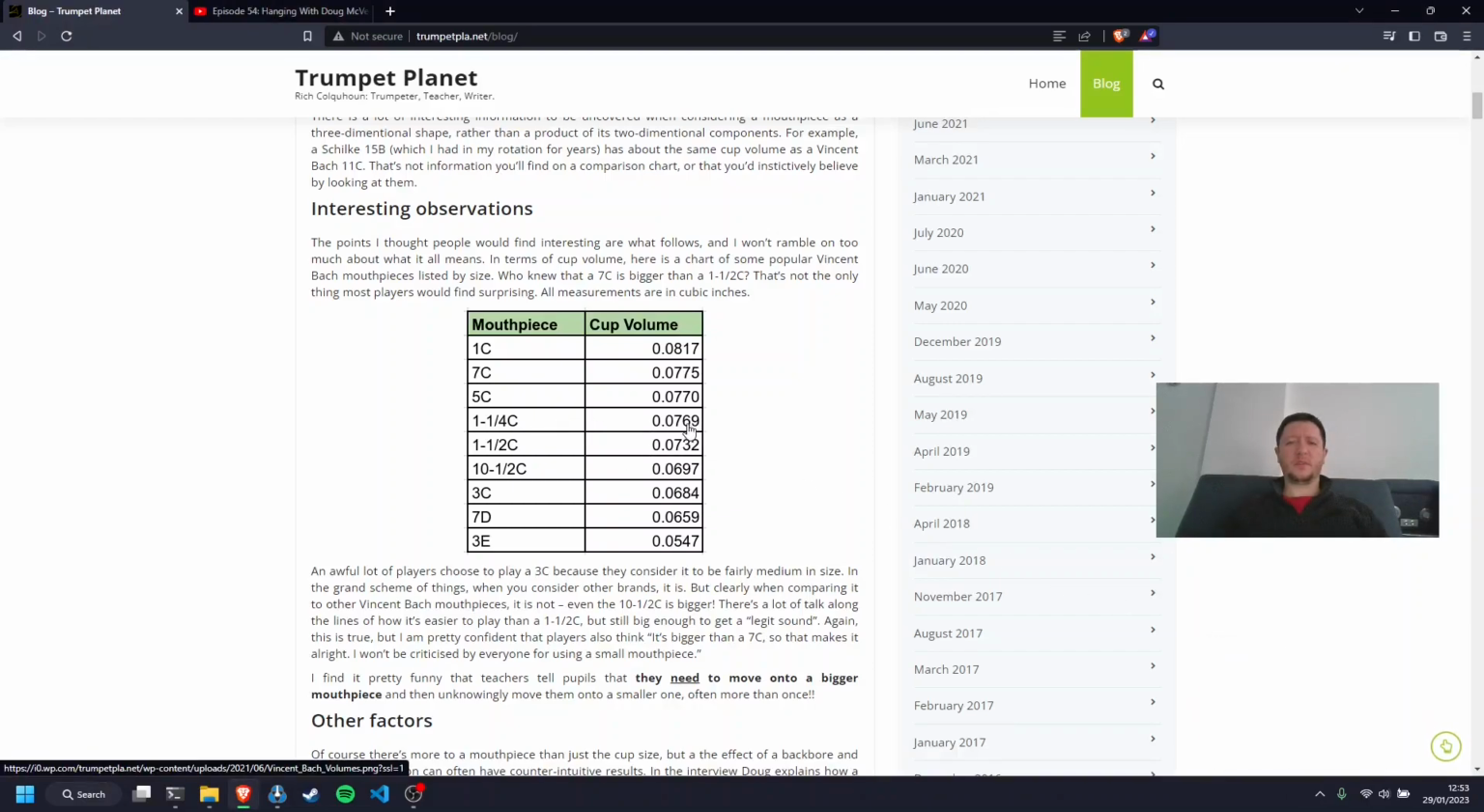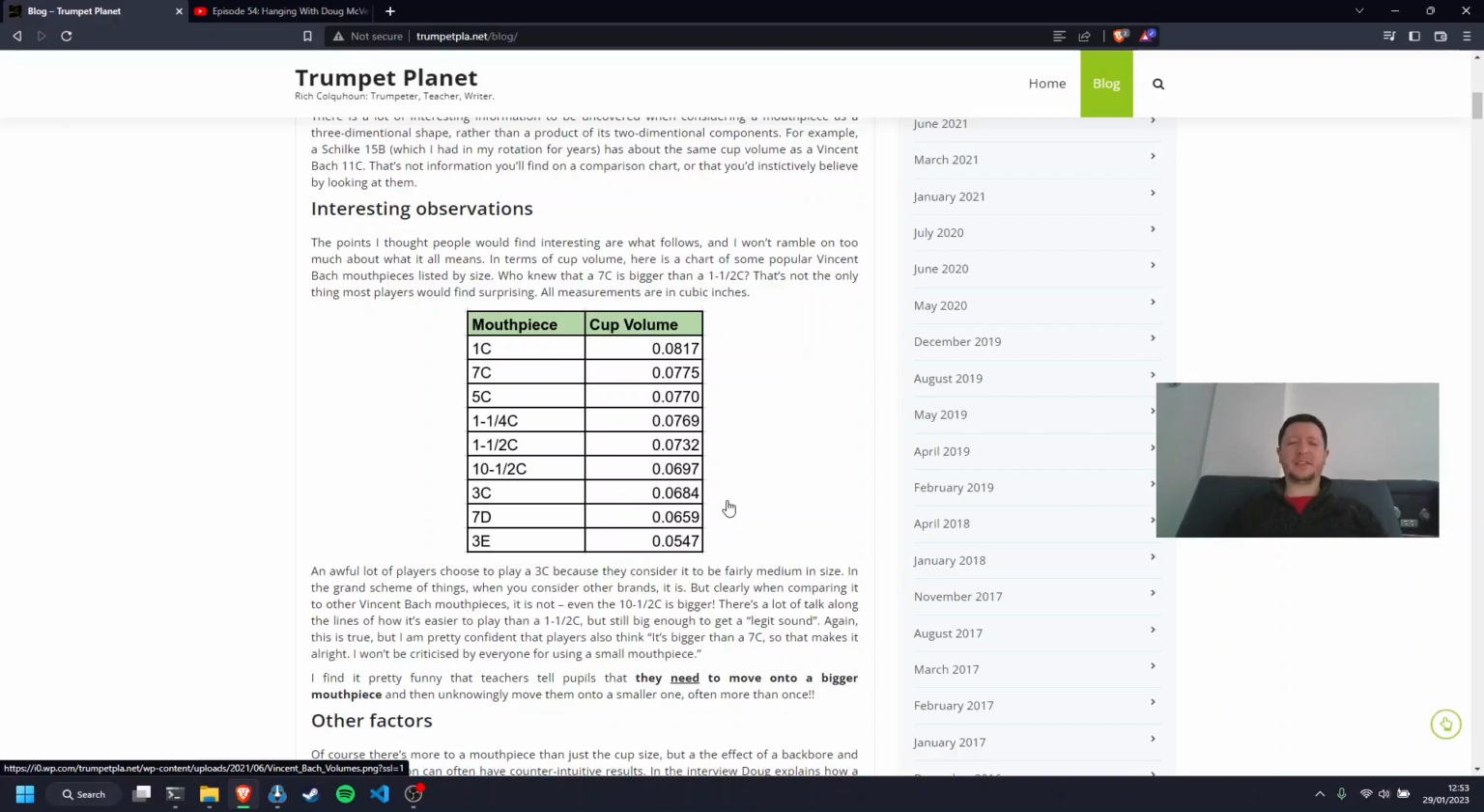And what you'll notice is that actually the 1.5C is a smaller mouthpiece than the 7C. It may have a wider rim, but the actual volume of the cup is smaller. And I know, because I've had this conversation 100 times with trumpet players, they will go, oh, well, I play on a Bach 3C because it kind of lies between the 7 and the 1.5, so I'm not really cheating on using a small mouthpiece.